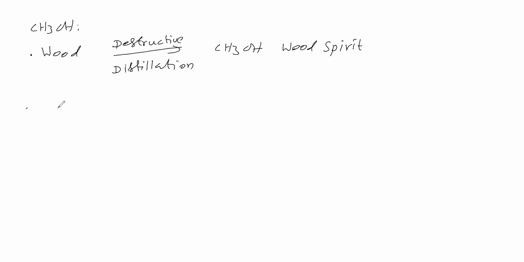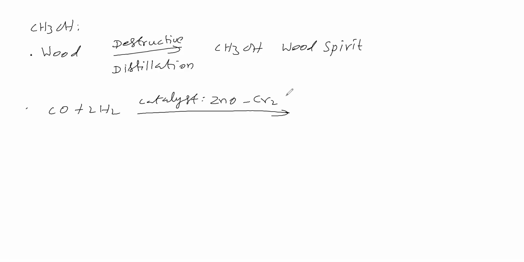The next method of manufacturing is carbon monoxide plus hydrogen gas in the presence of a catalyst. What is the catalyst? Zinc oxide and chromic oxide. What is the pressure? 200 to 300 atmosphere. What is the temperature? 573 to 673 Kelvin. So we get methanol: carbon monoxide with hydrogen gives methanol.